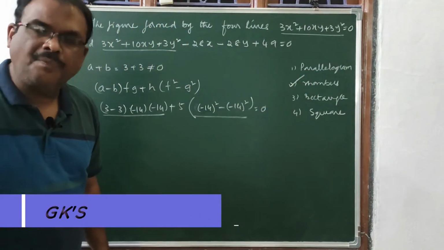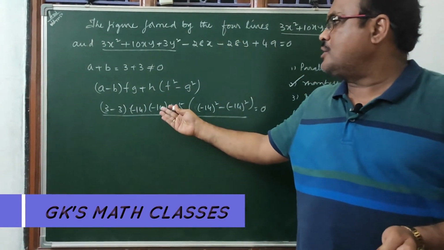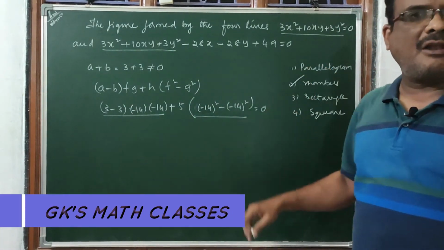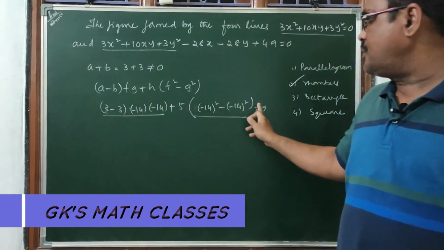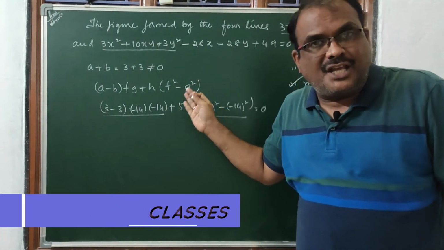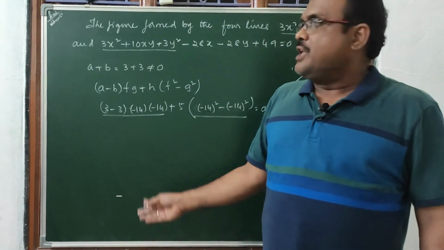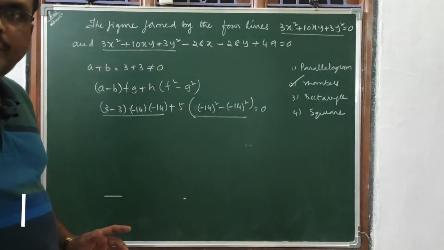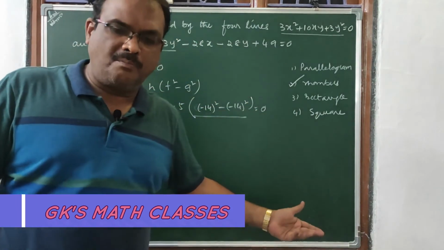Keep it in mind. a plus b not equal to 0 and a minus b into fg plus h into f square minus g square not equal to 0, it is a parallelogram. a plus b not equal to 0, but this condition is 0, it is a rhombus. And a plus b is equal to 0 and this is not equal to 0, it is a rectangle. If both are equal to 0, then it is a square. So according to that rule, we conclude that it forms a rhombus.